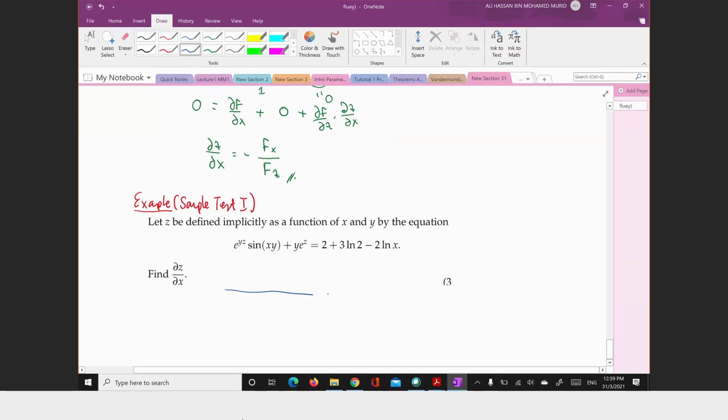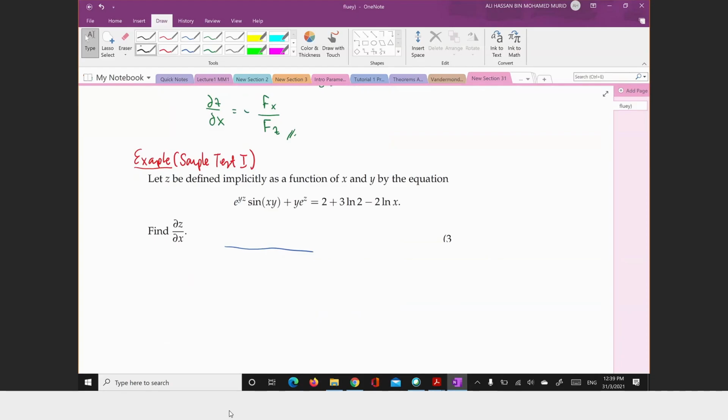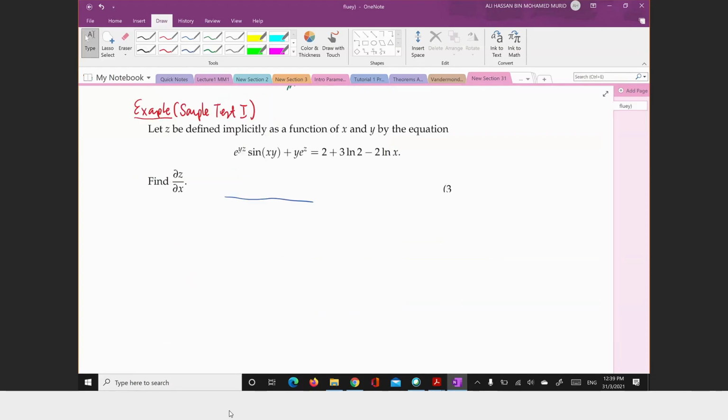So let z be defined implicitly as a function of x and y by this relationship shown here. Find z partial x. So first we rewrite the given equation so that the right-hand side is equal to 0. Then we have e to the power of yz times sine xy plus y times e to the power of z plus 2 ln x minus 2 minus 3 ln 2 equal to 0, right?